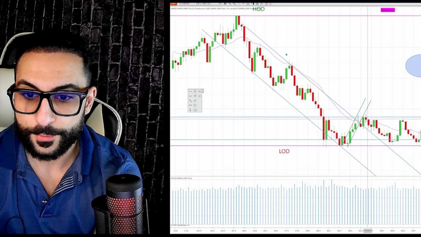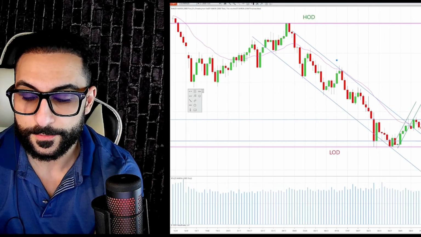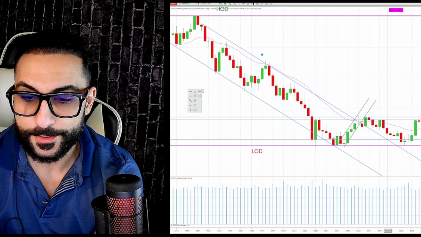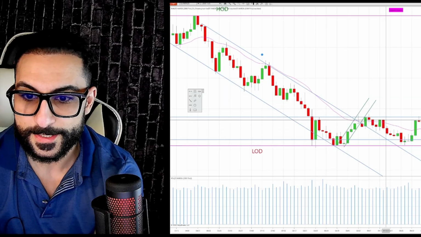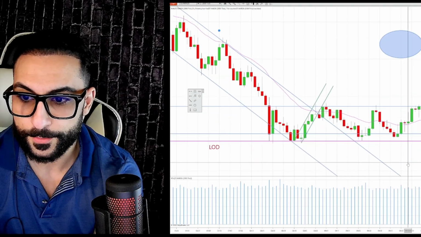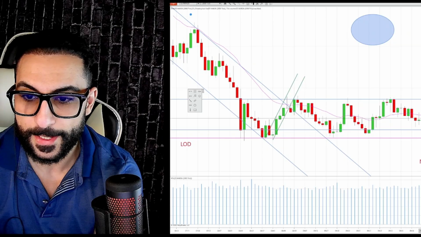So we broke lower. What I usually like to look for is a candle that breaks higher than the previous bullish candle and reverses lower. In this case, it didn't, but if we zoom out a little bit more here, it ended up happening here.